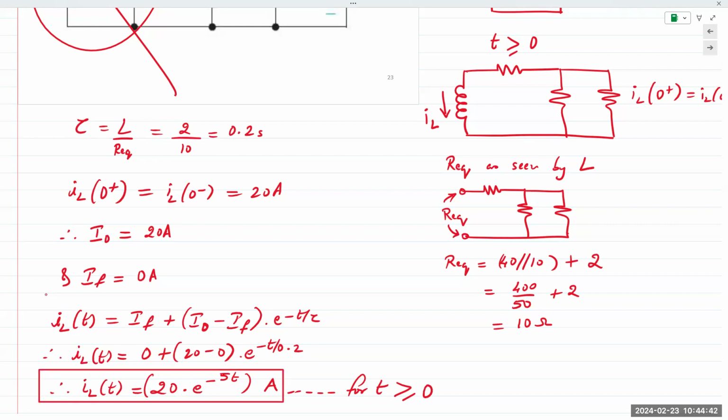And you can see as an example, if you plug in t equal to 0, what do you get? E raised to 0 is 1, times 20, 20 amps. So right at the moment the switch was flipped, the value of current through the inductor is 20 amps. Right? So the equation is valid. If you plug in -1, then it's not going to be valid anymore.